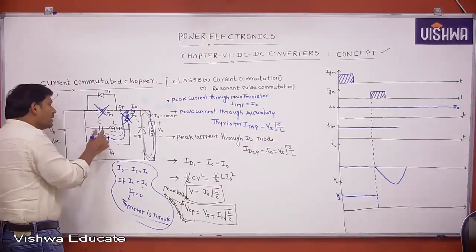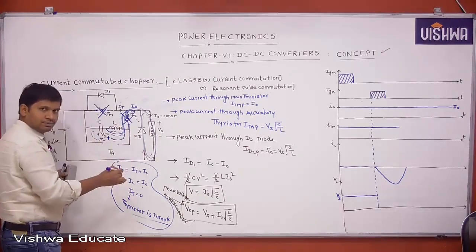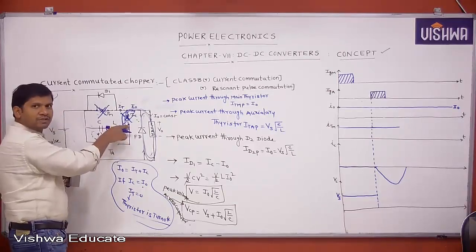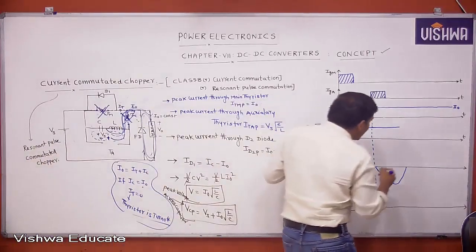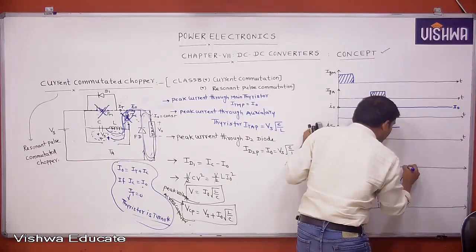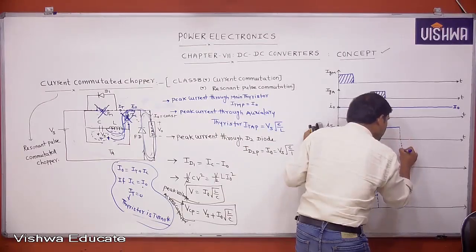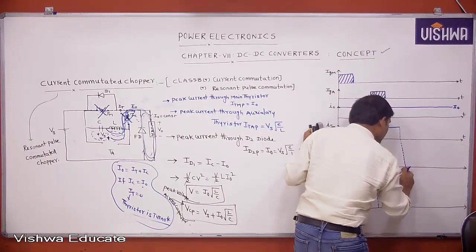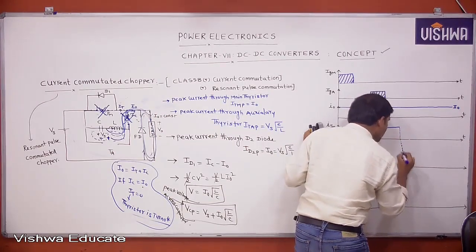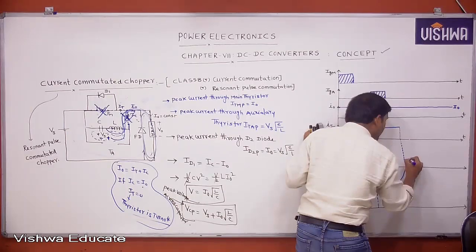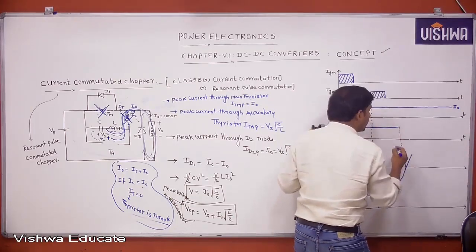But again the capacitor is discharging, because suddenly which diode comes into action? The D2 diode. Then again the capacitor is discharging because of the D2 diode. From this instant, the capacitor current is 0. Then the capacitor is supplying the load current.